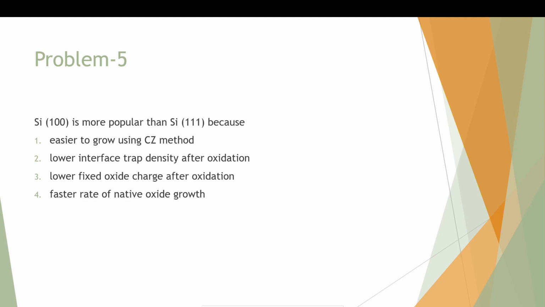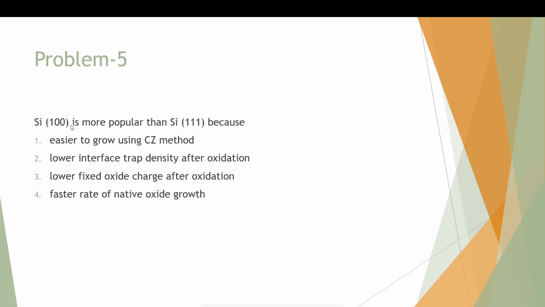Lower interface trap density after oxidation. Lower fixed oxide charge after oxidation. So both of these are regarding the native oxide growth. So SiO2, when we are growing it on top of silicon, it's actually true that the defects of fixed oxide charge and interface trap density will be lower in the case of 100 compared to 111.